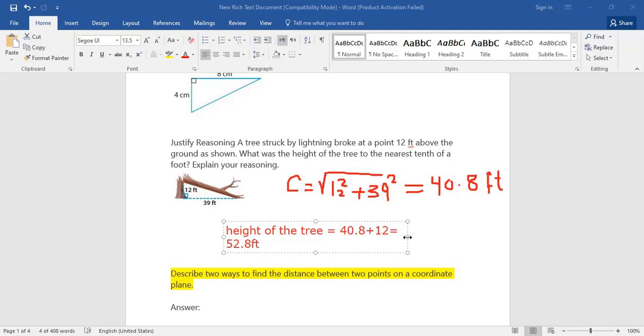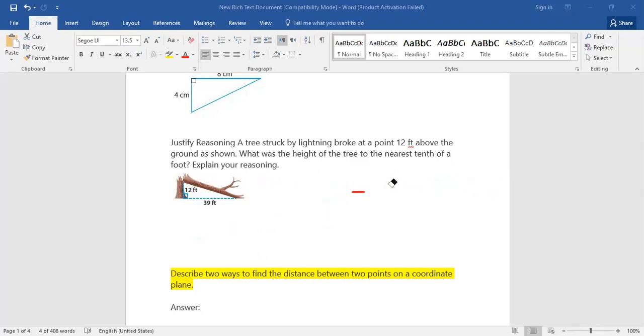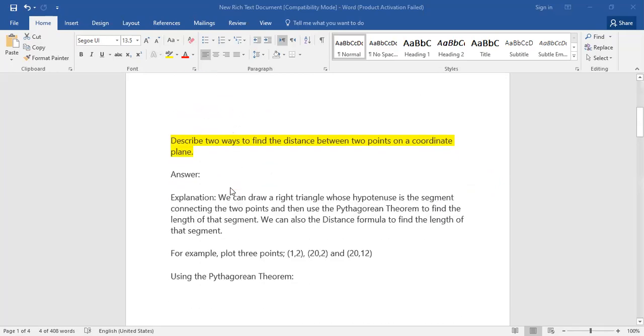Okay, so this is an application of the Pythagorean theorem, right? How will you answer this question? We will use the Pythagorean theorem, and then we will add the broken part of the tree to the standing part, and then we will find the total height of the tree. Okay, so this is a real-life application of the Pythagorean theorem. What else? We can have a question like this.